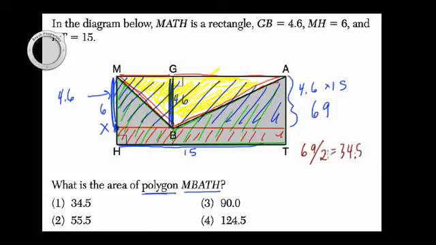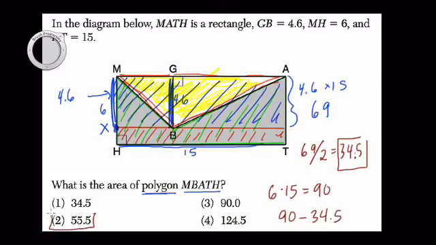Now we're almost done. The area of triangle MBA is subtracted from the total area of the larger rectangle. The larger rectangle is just 6 by 15, right? And what's that? Well, that's 90. So we take 90, the area of the rectangle, and subtract 34.5, and we get our answer, which is 55.5. That's the area of this polygon.